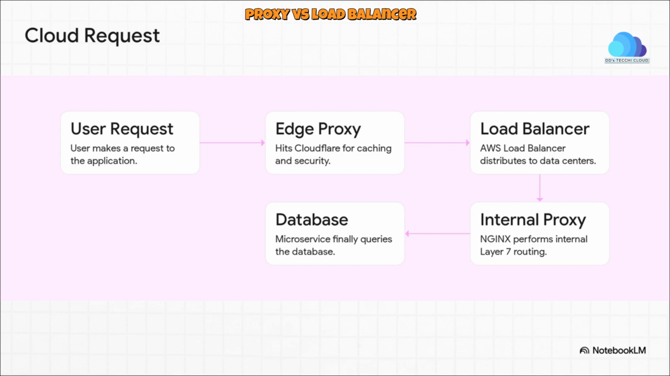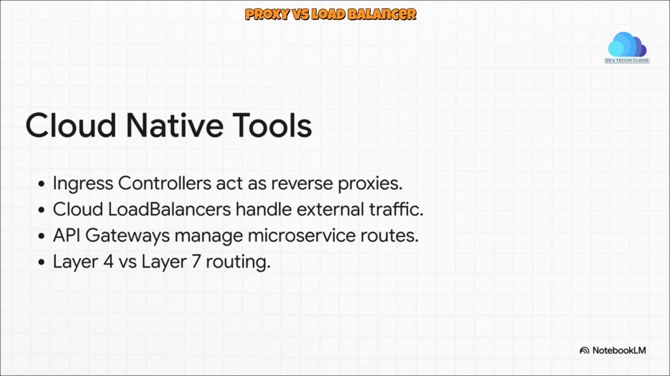It's quite a journey. Now, if you're working in modern cloud environments, like Kubernetes, please don't let the jargon intimidate you. The exact same concepts apply. An ingress controller is essentially just a reverse proxy for your cluster. An API gateway? That's really just an advanced reverse proxy managing your microservices. The fundamental concepts of traffic management never really change. Only the tools do.